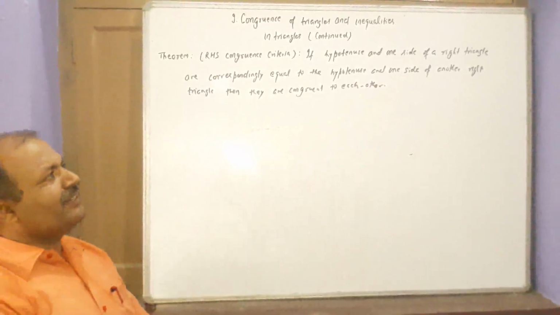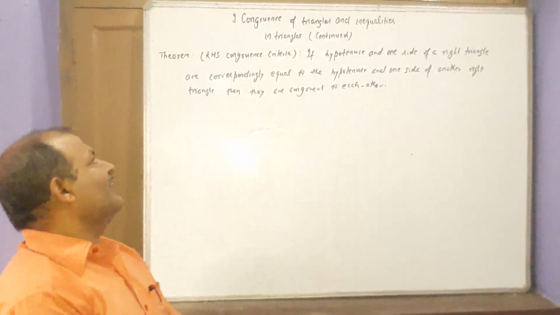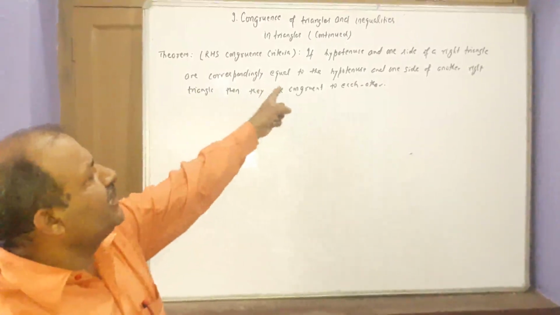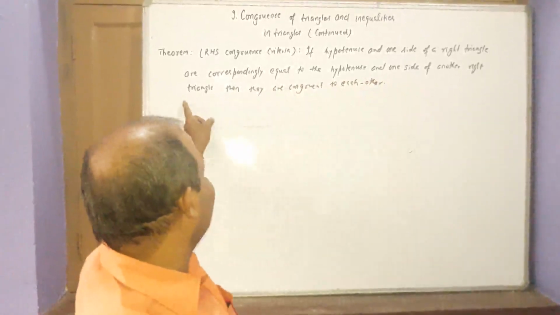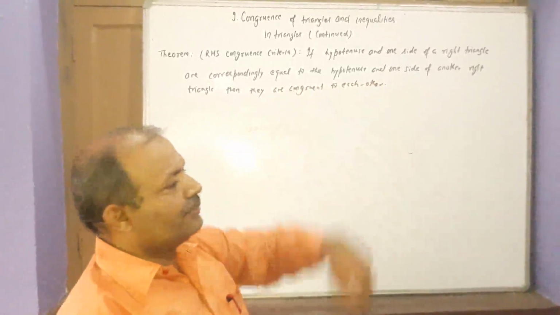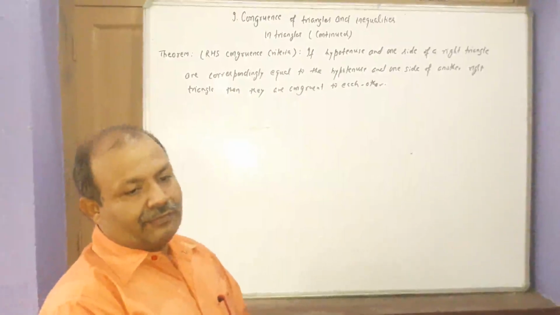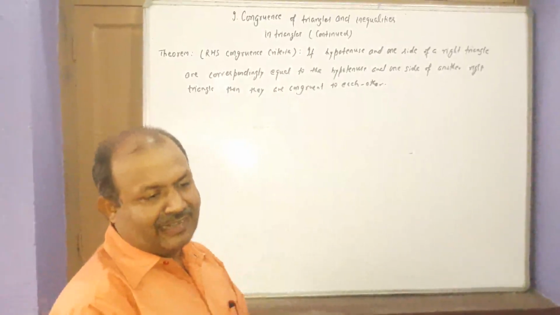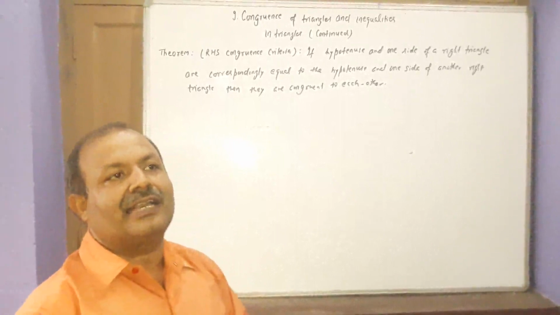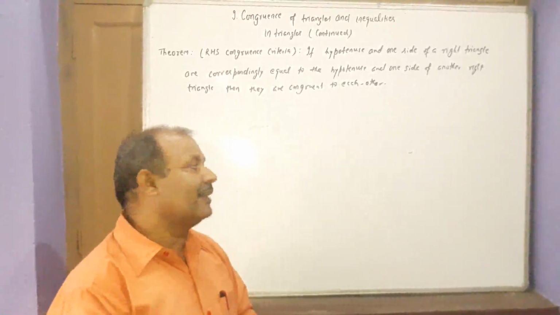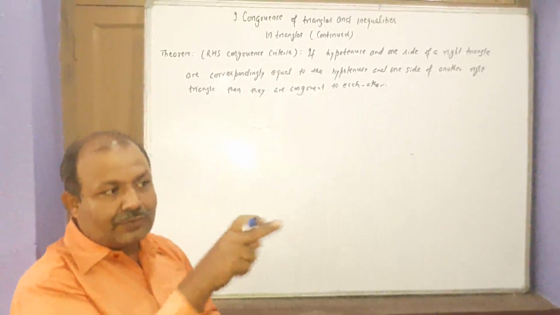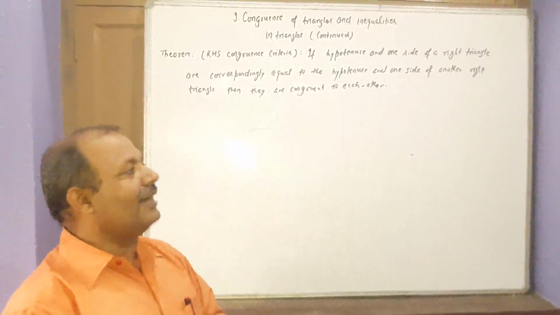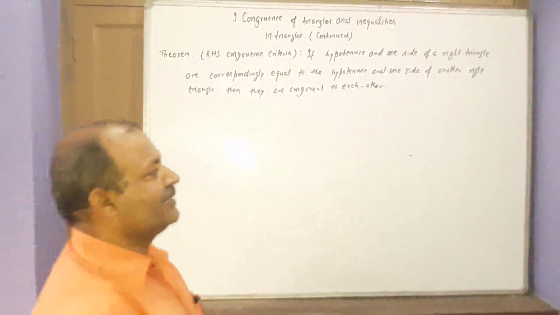If hypotenuse and one side of a right triangle are correspondingly equal to the hypotenuse and one side of another right triangle, then they are congruent to each other. First of all, what is a right triangle? A triangle whose one of the angles is 90 degrees is a right triangle. And the side opposite to the right angle of a right triangle is called the hypotenuse.